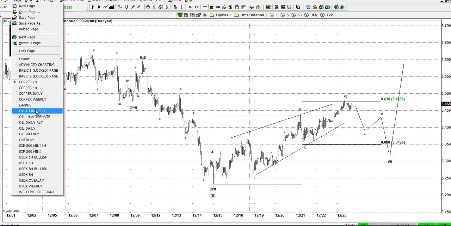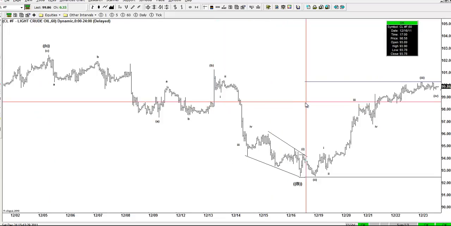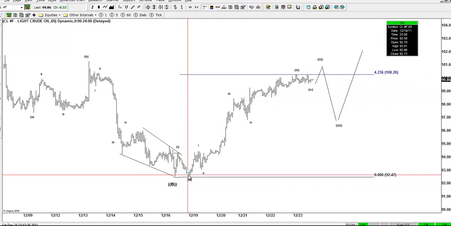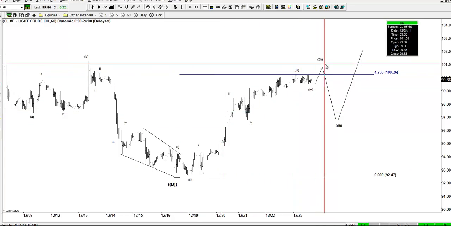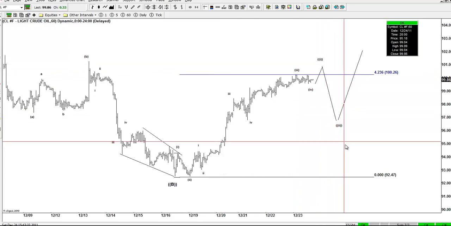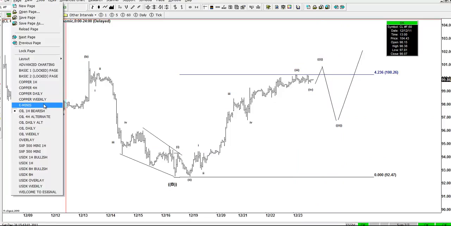Another one, let me take a look at oil. Look at oil, guys. Another five-way move from the lows. 1, 2, 1, 2, 3, 4, 3, 4, and 5. What's coming? Risk off. And then finally, let's take a look at the US dollar.